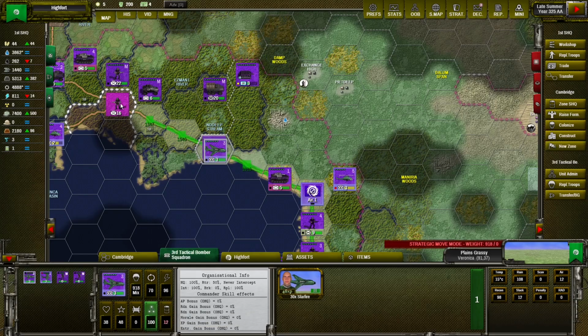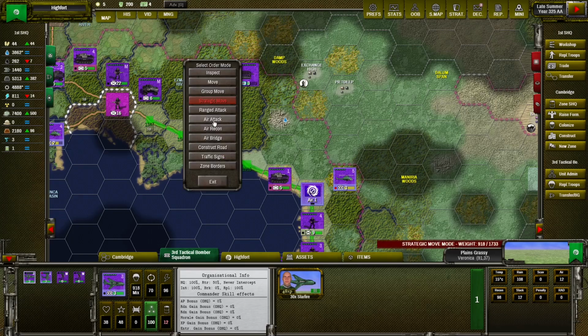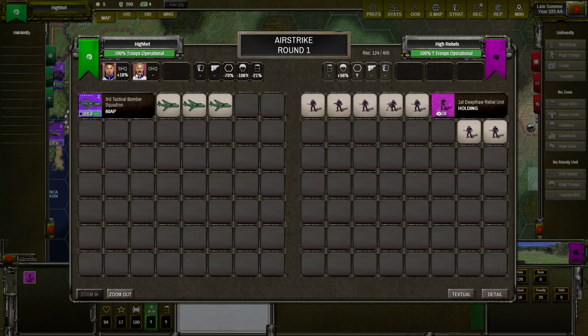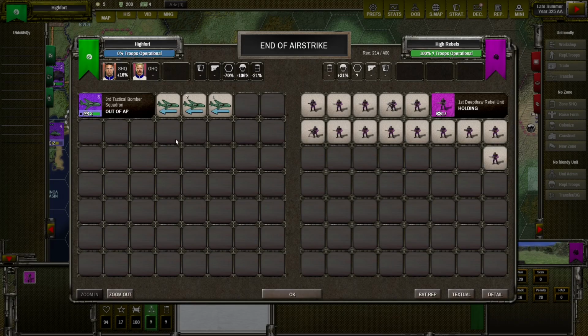So now I can attack those rebels. Some of my units rebelled against me, so I can use the air attack. And now the commander is helping me. He needs to learn a lot, but such actions are giving him experience.